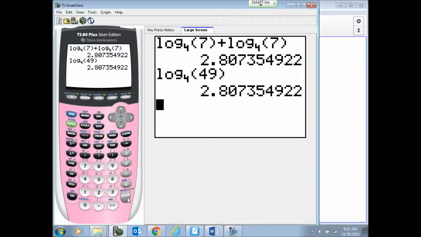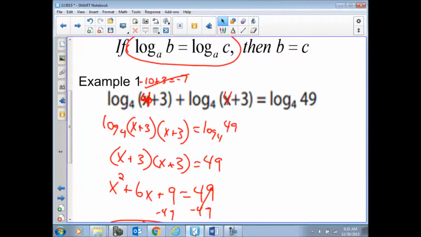Now, we also could have seen that if we looked here and we didn't even have a calculator. We have 4 here and 4 here, this is going to be 7, right? 7 times 7 is 49. Because remember, when you condense it, you're going to have log base 4 of 7 plus log base 4 of 7. So it's going to be log base 4 of 7 times 7, which is log base 4 of 49, right? So you really didn't need the calculator to check this particular one, but I wanted to show you how to do that.